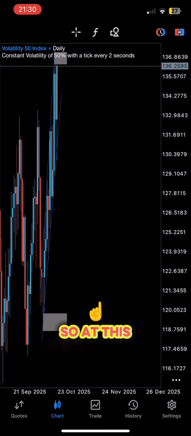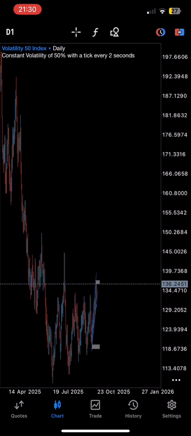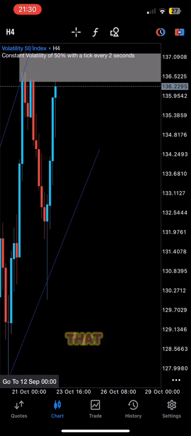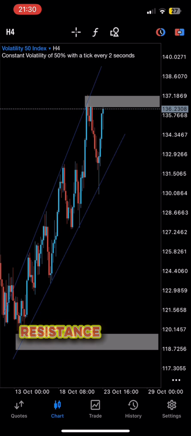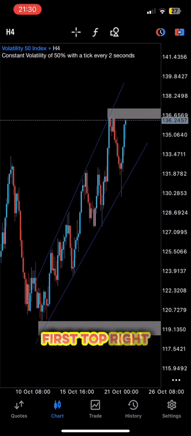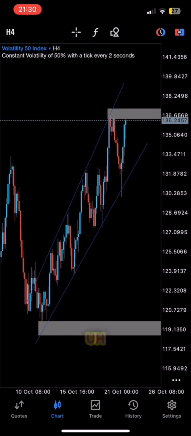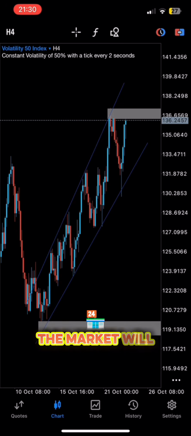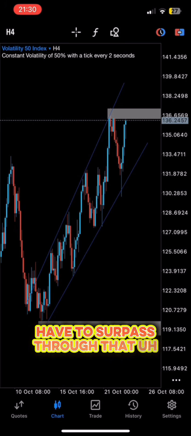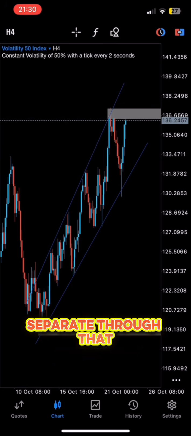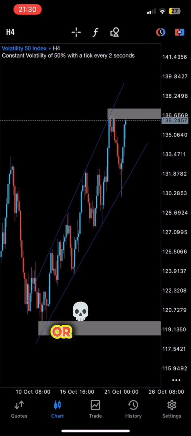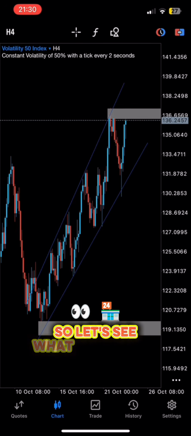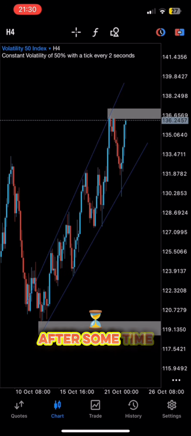So at this point, you can see that the market is currently facing a challenge of breaking that resistance that was formed by the first top, right? So before the market continues in any direction, the market will have to surpass through that line, right? Surpass through that resistance, and then maybe it can go up or even fail to break that resistance and then go down, right? So let's see what the market is going to do after some time.